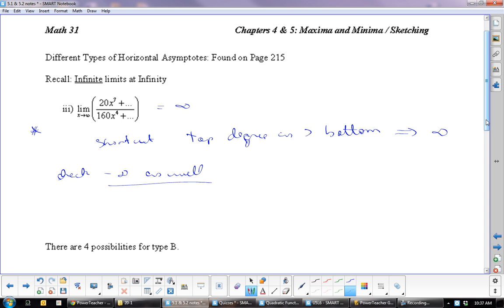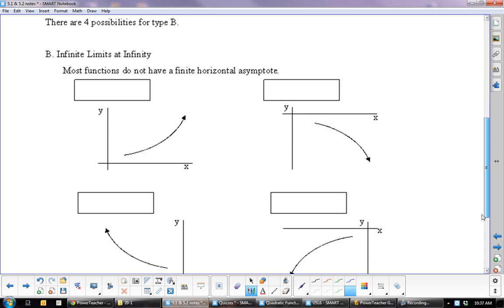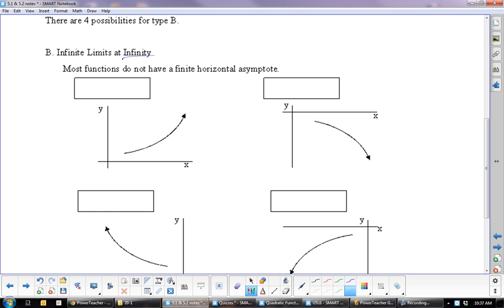That makes sense? Okay, but so here are the 4 possibilities for limits at infinity. So this would be the limit as x approaches positive infinity. This one is going to positive infinity. The one beside it here is also going to positive infinity, but this limit as x approaches positive infinity is going to negative infinity.